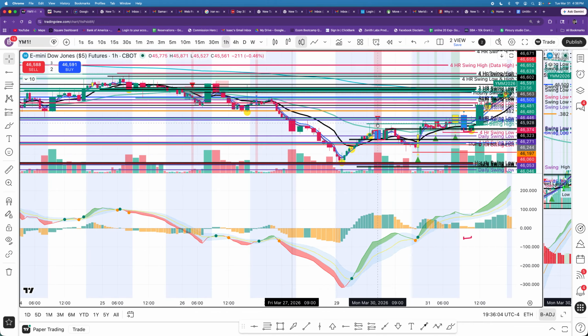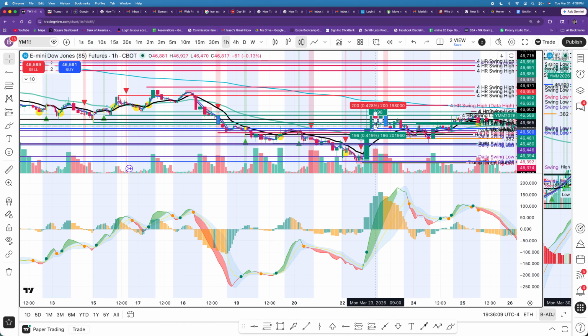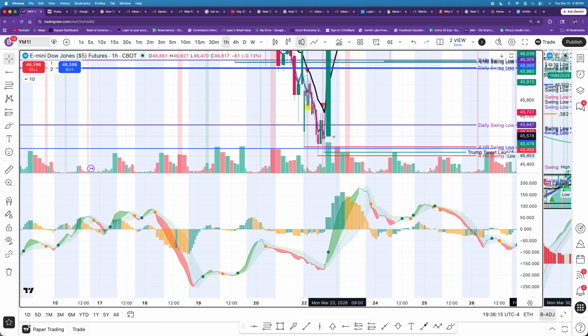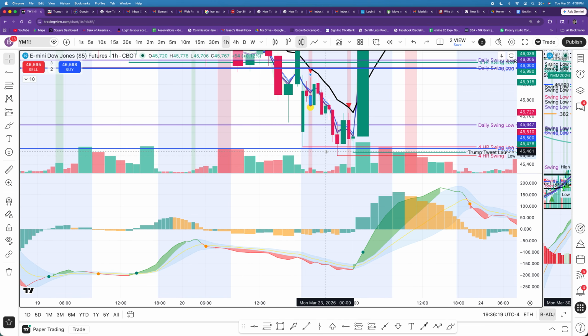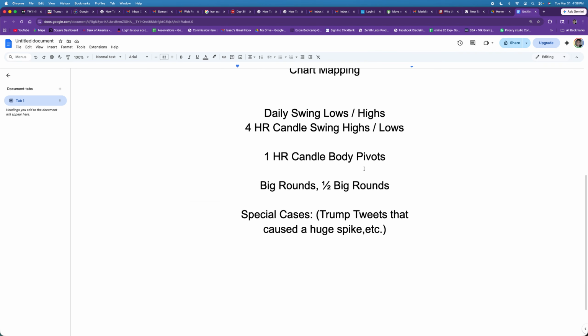But it was on Monday. Monday the 23rd. Yeah, there it is right there. So I marked that level where it started, right there. Actually, I started it right there. So anyway, these levels, they're not that complicated, right?